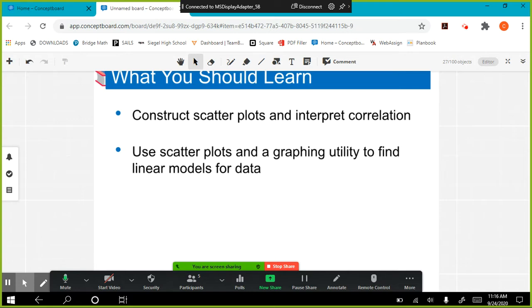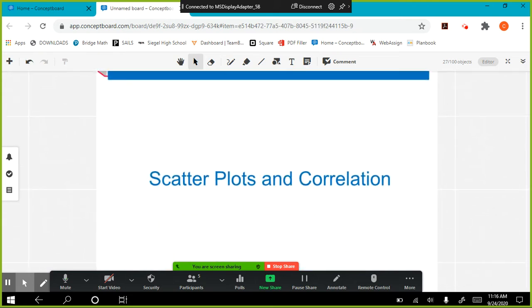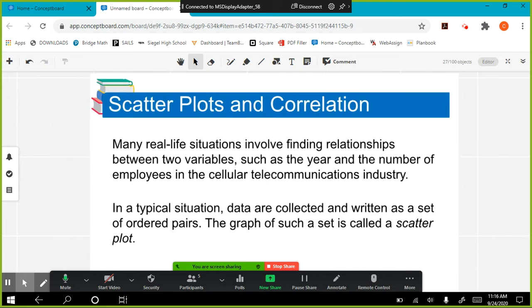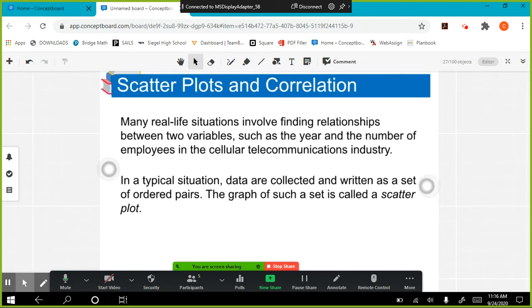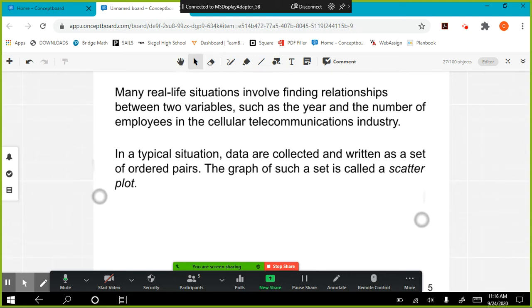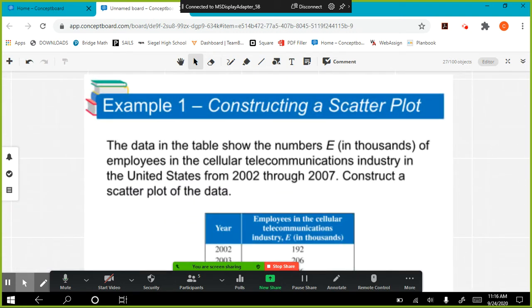All right, so I don't think we'll have too much trouble with this. This isn't too bad. Scatter plots and correlation. Many real-life situations involve finding relationships between two variables, such as the year and the number of employees in the cell phone industry. In a typical situation, data are collected and written as a set of ordered pairs. The graph of such a set is called a scatter plot. So I think y'all have all seen scatter plots before.